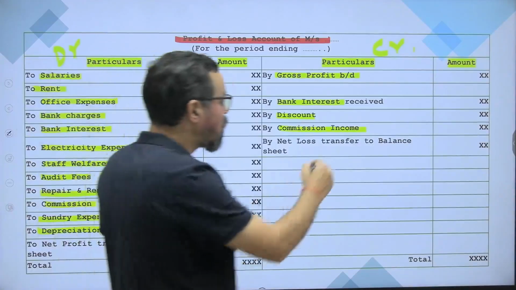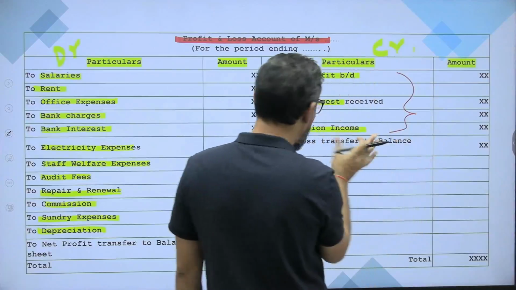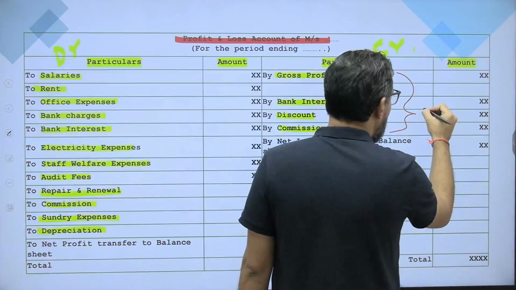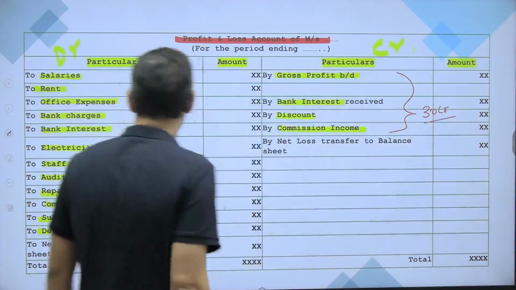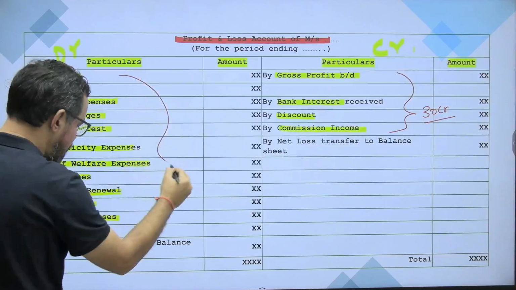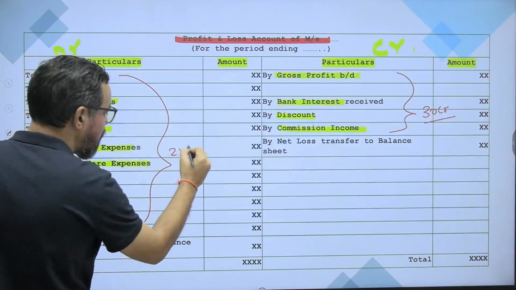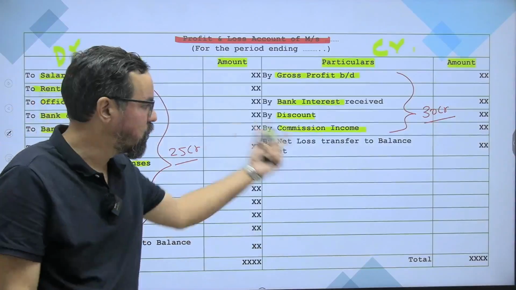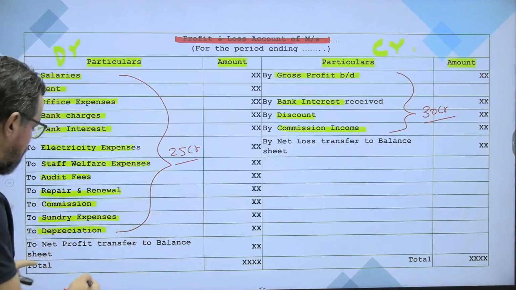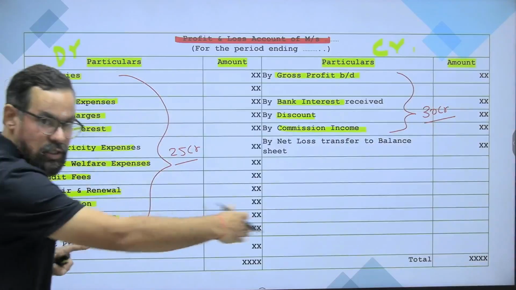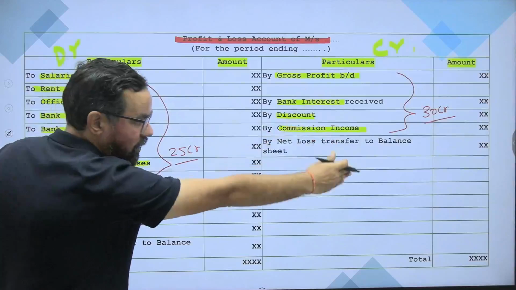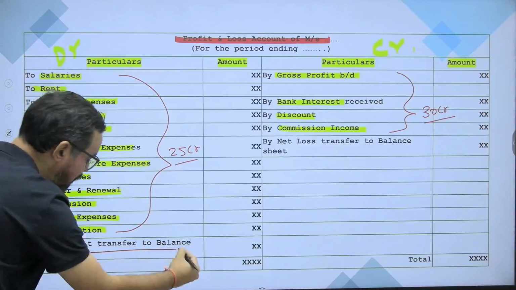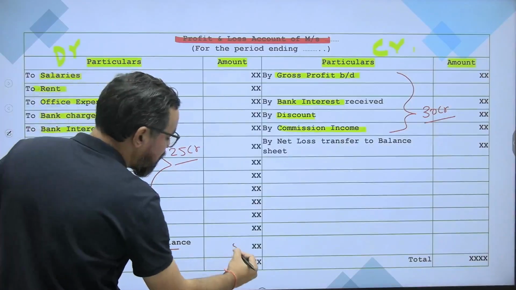Let's say the total of these entries is 30 crores, and the total of this side is 25 crores. So again we made a profit. That profit you will mention on the opposite side, because we have to balance the figures. This is 30 crores and this is 25, so the profit you have to mention on this side. Net profit transferred to balance sheet, which is how much? 5 crores in our case.